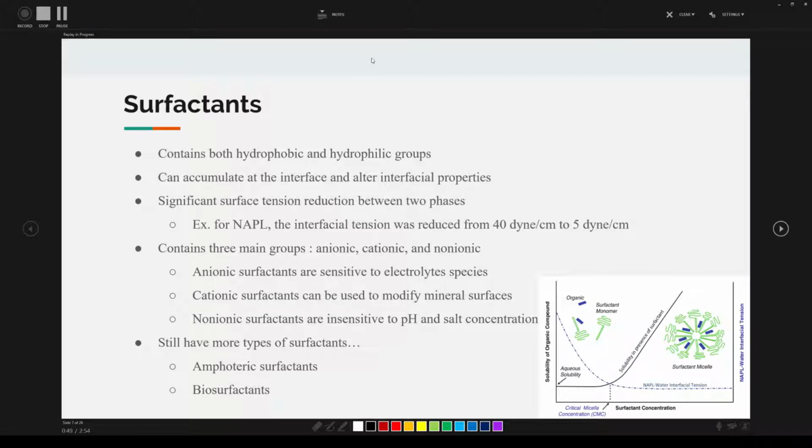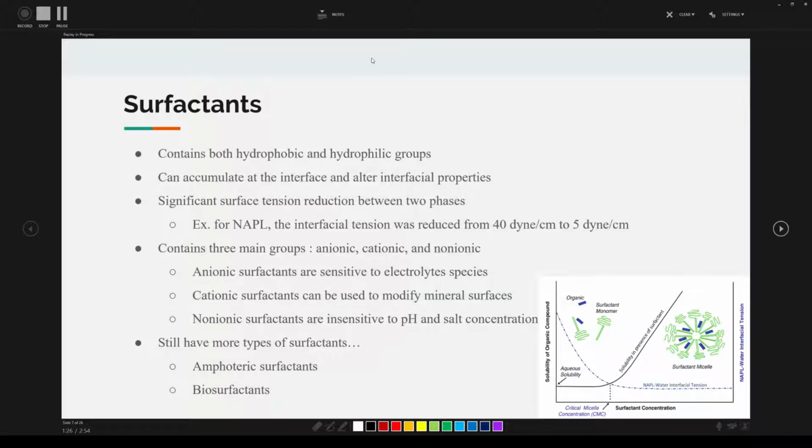And there are three main groups of surfactants. One is anionic, the second is cationic, and the third is non-ionic. The first one, anionic surfactants, is really sensitive to some electrolyte species like salt, sodium hydroxide. So before we use the anionic surfactants, the salt concentration level will be carefully monitored at the contaminant sites and also in the underground water system.